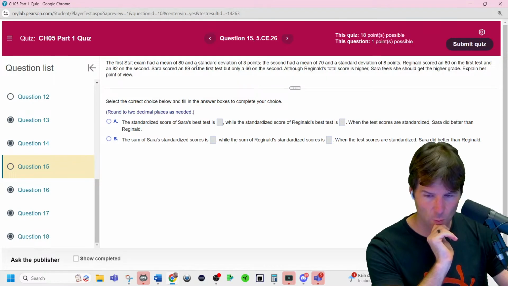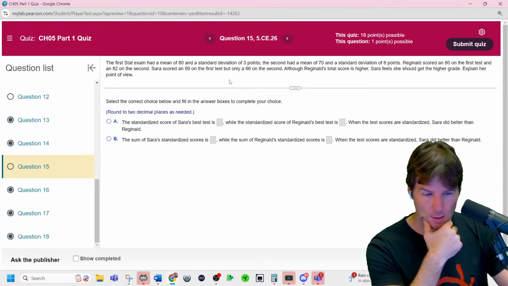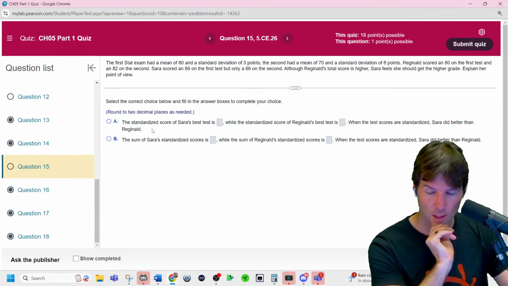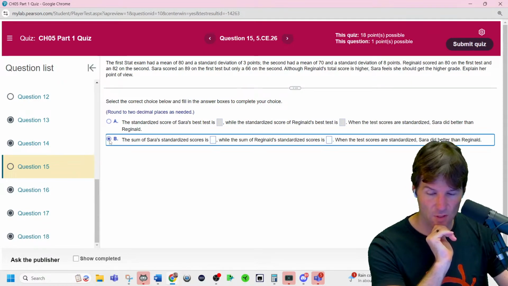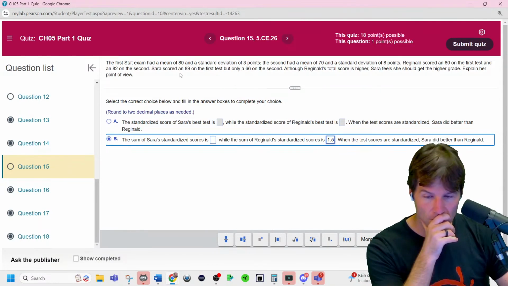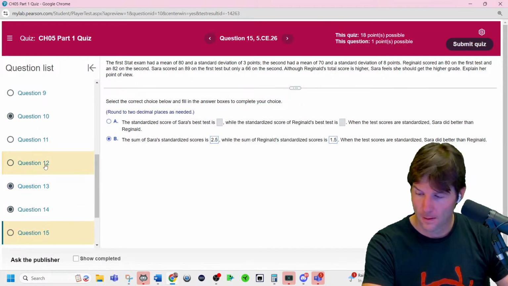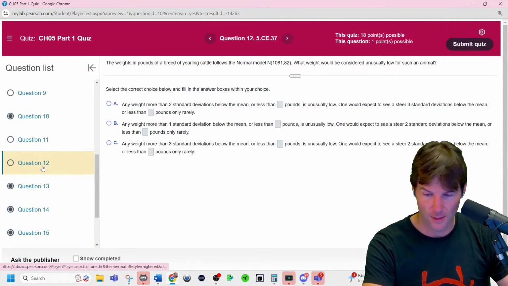Sarah got a 3 on the first test. Yeah, Sarah did better. The sum of Sarah's standardized scores is, and on the second test, it's 2.5. I think that's right. I think I did it right in my head. There, we got it. I was running the z-scores in my head on that.